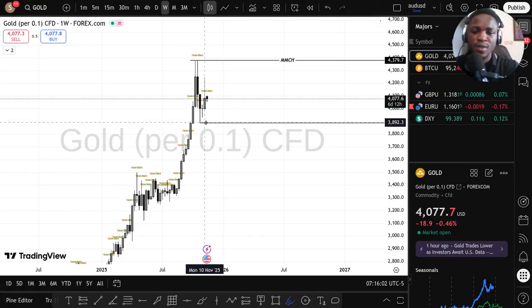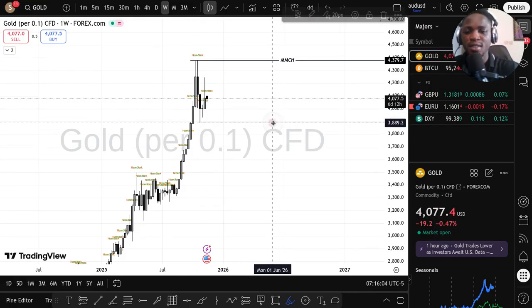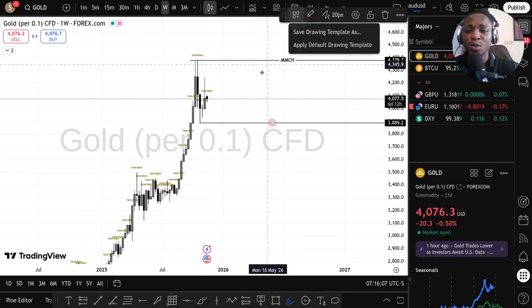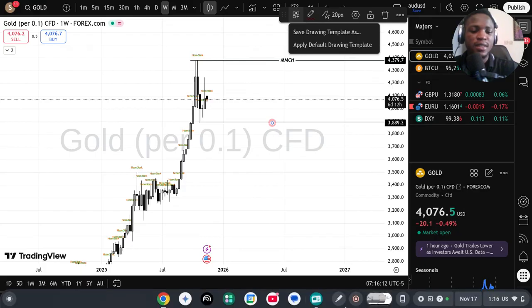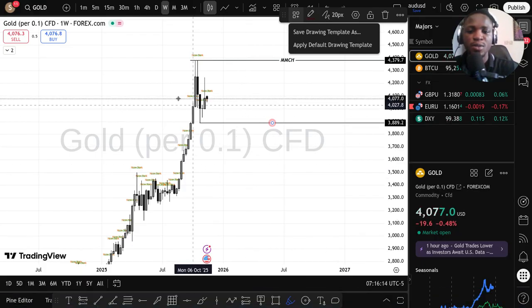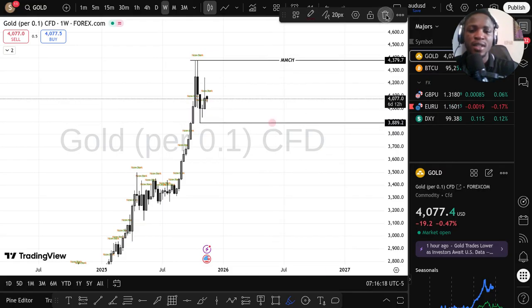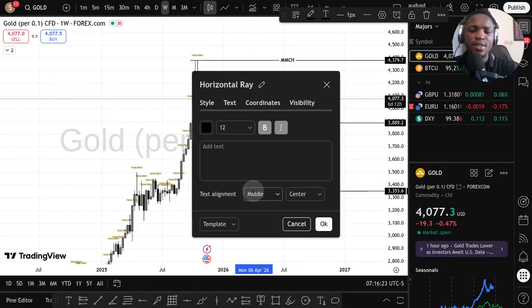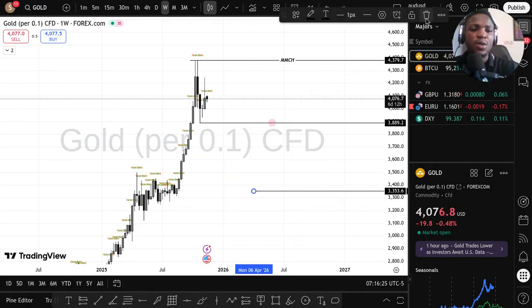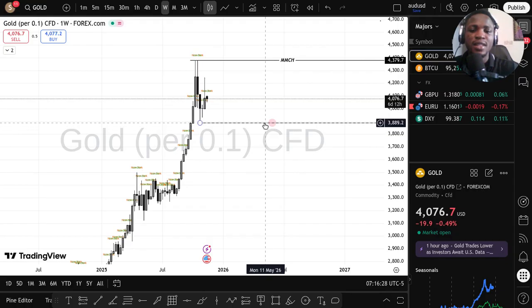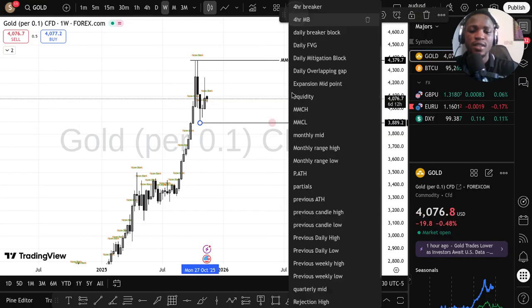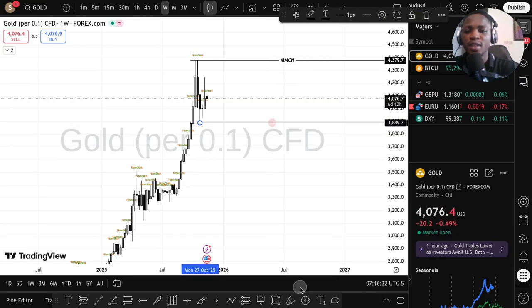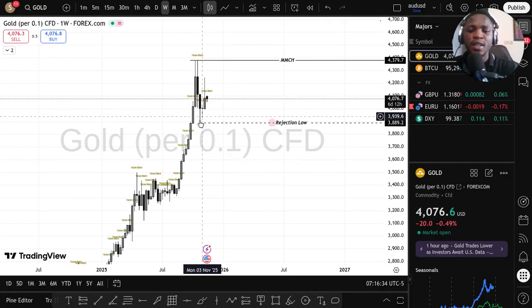Now this level, I like to call it my rejection low, because this is the low that rejected from whatever point of interest, whatever support or demand, that caused price to start buying from there. So I'll mark this area as my rejection low, because it's the low that rejected, right? This is my rejection low.